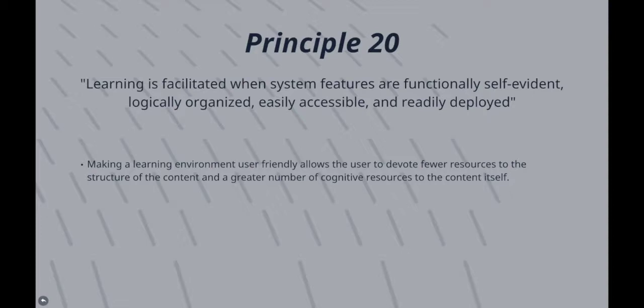Principle 20, the final principle M. J. Hanifin posits, is that learning is facilitated when system features are functionally self-evident, logically organized, easily accessible, and readily deployed. Essentially, this is stating that if designers utilize best practice and make the learning system as easy to understand and user-friendly as possible, that learning will increase.